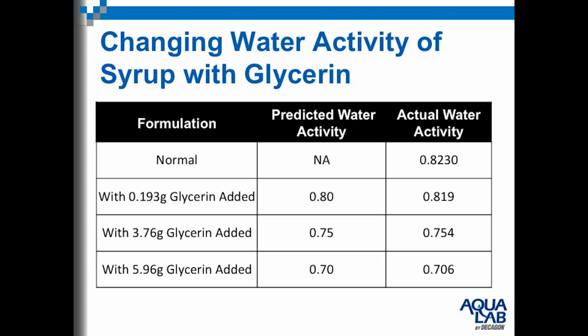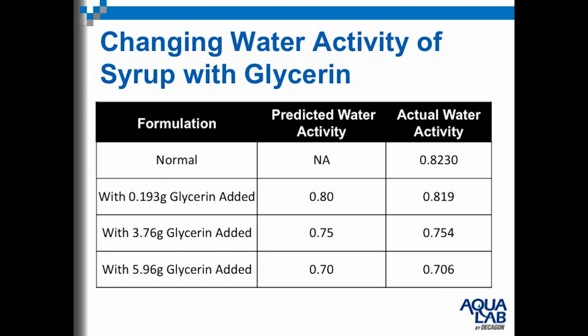We've done experiments on this to see how effective the prediction is. So this is a syrup sample that we added glycerin to at different levels. And then based upon the levels that we added using the tool that I just showed you, we could predict the water activity using the tool. And then we actually made the combination and measured the water activity using one of our Aqualab instruments. And you can see that the prediction is surprisingly good at being able to predict the water activity that the actual product itself is going to have.